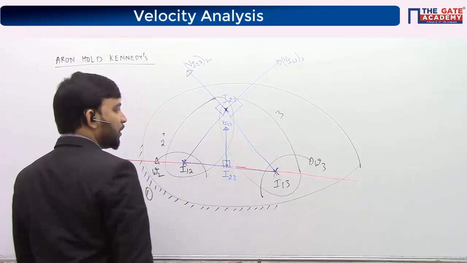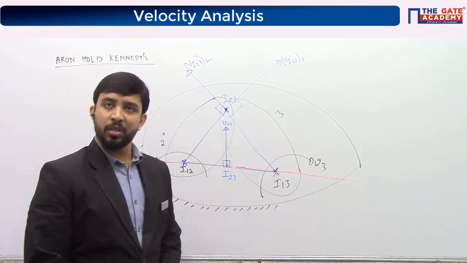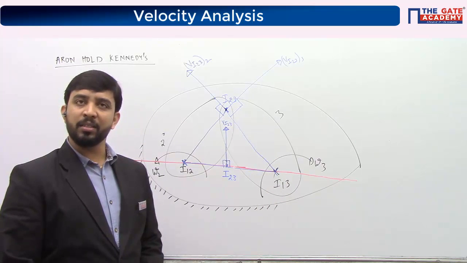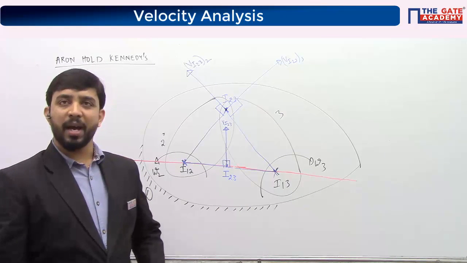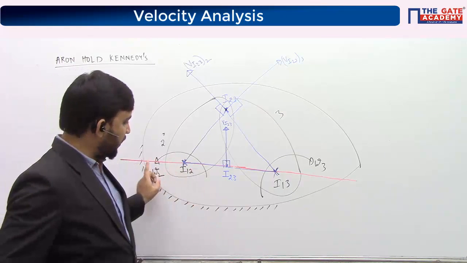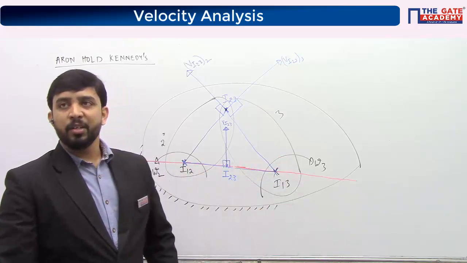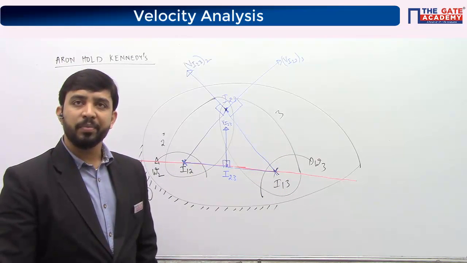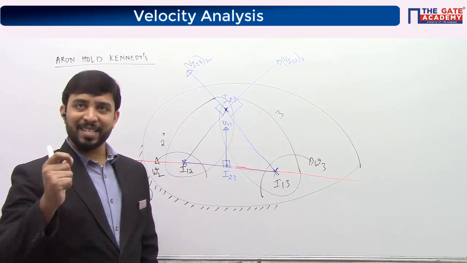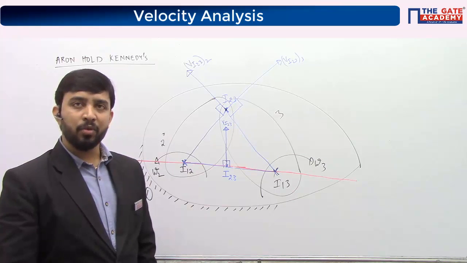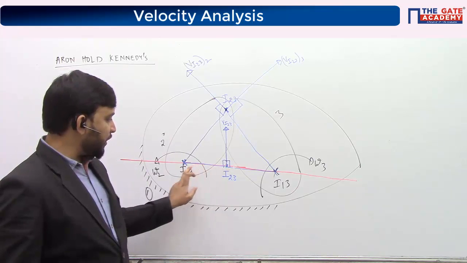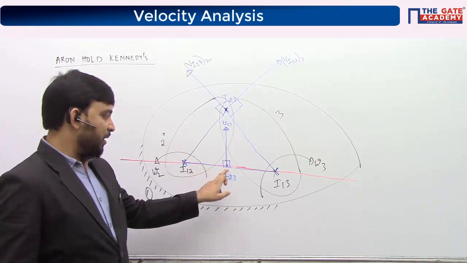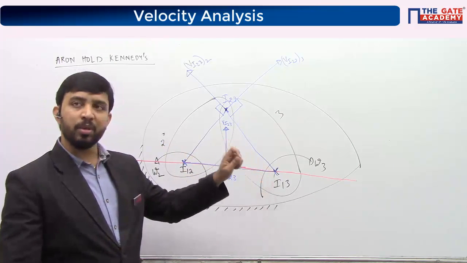You can see both. When I consider it on body 2 or body 3, it has the same direction, yes or no? So I can say your I23 will lie on this line. And if you want to know where exactly it lies, the velocity of this point when it lies on body 2 should be exactly the same as the velocity of this point when it lies on this body.